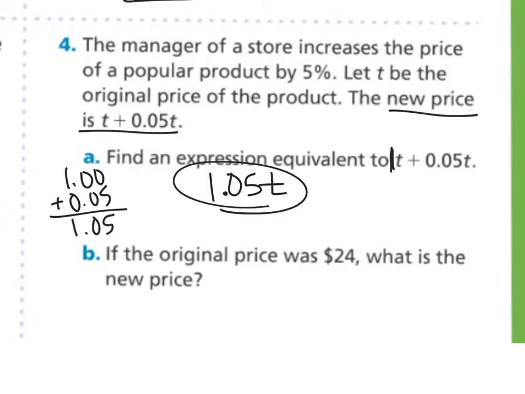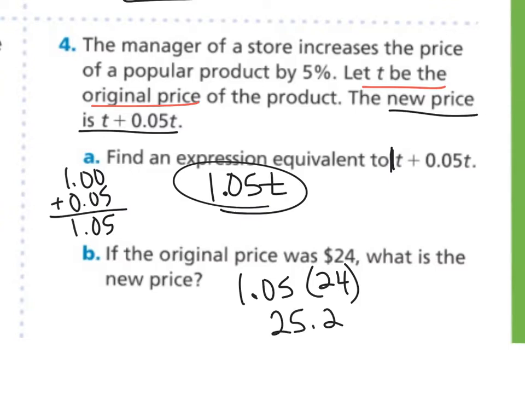Okay, then part B, if the original price was $24, what is the new price? So the original price, it tells us in the problem, is T. So what we could do, one option would be just to substitute 24 into our new expression, and you get 25.2, which means $25.20 if you add a 0 on the end there.